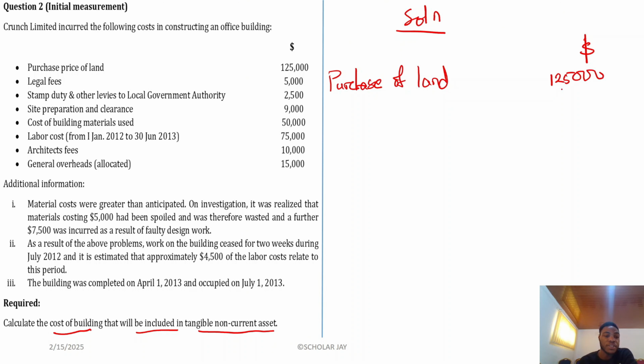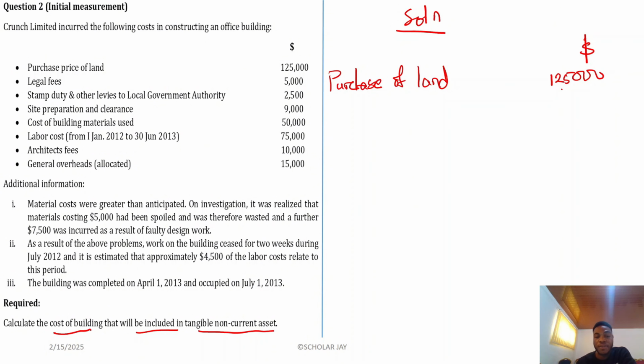We have legal fees. Legal fee is a professional fee, right? So we include it. Stamp duty and other levies to local government authority. Don't forget that they said Crunch Limited incurred the following costs in constructing an office building. So we have to tell which ones have to be capitalized and which not, right? We mentioned that when it comes to duties and non-refundable taxes, we capitalize them. We add them as part of the cost of an asset. Is that not it? So we are going to include the 2,500.